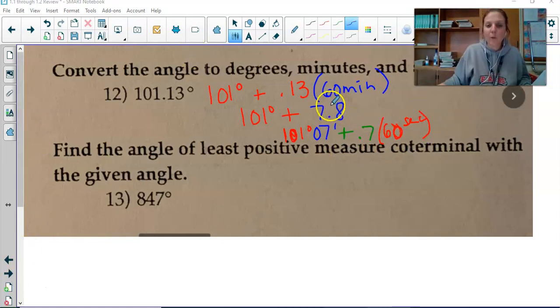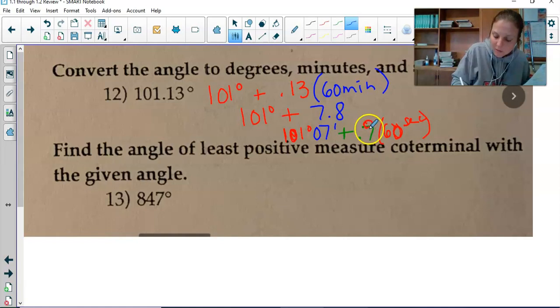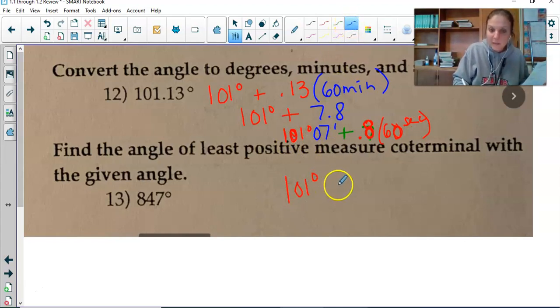I'm sorry, I wrote that wrong. This should be 7 here and then this 0.8. Okay, so I'm taking the 0.8, which is my part of a minute here, and I'm going to multiply by 60. So that means I have 101 full degrees, I have the 7 full minutes, technically 07. If you just wrote 7, that's fine. And then we have 48 seconds.